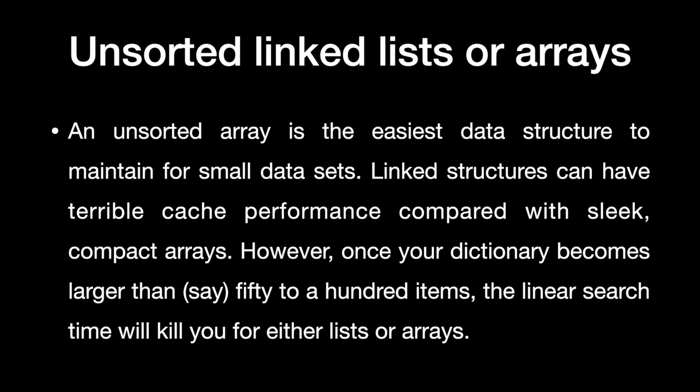Options: unsorted linked lists and arrays. An unsorted array is the easiest data structure to maintain for small data sets. Linked structures can have terrible cache performance compared with sleek, compact arrays. However, once your dictionary becomes larger than say 50 to 100 items, the linear search time will cue you to look beyond either lists or arrays.